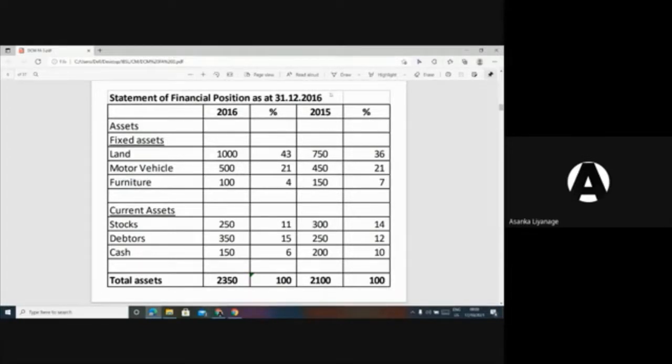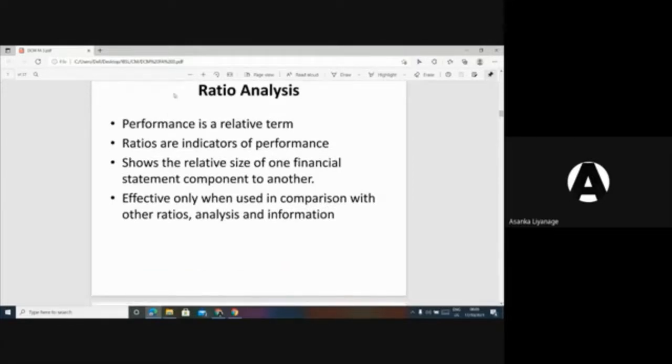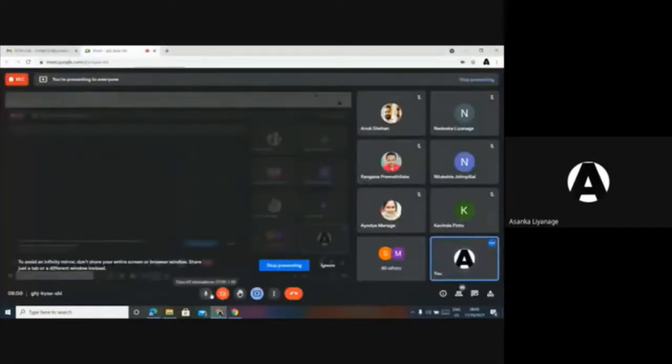Right. Okay. We'll move on to the next. That is our main topic, ratio analysis. Before I start it, any questions? Right, okay.